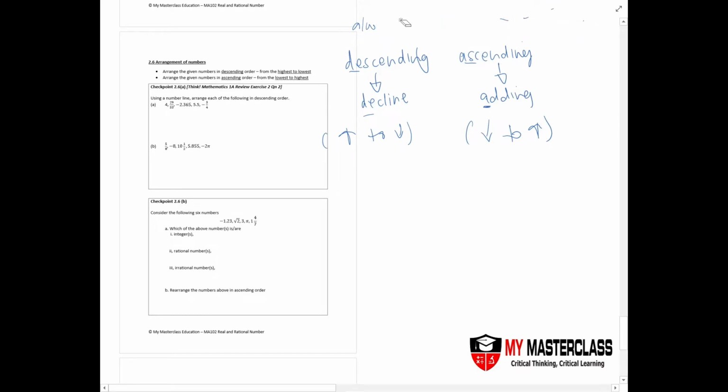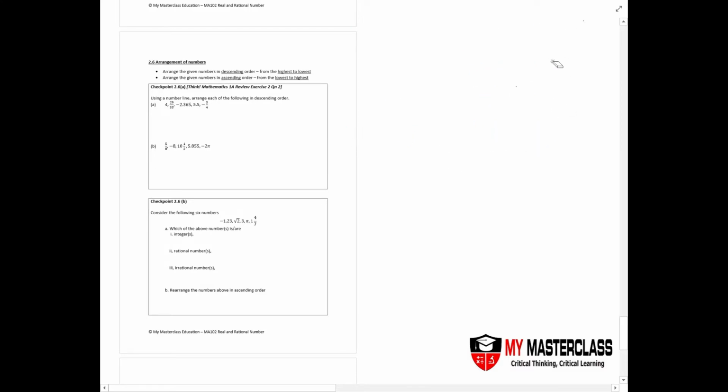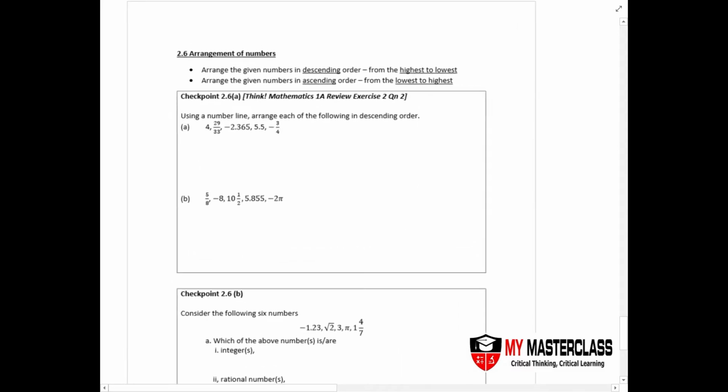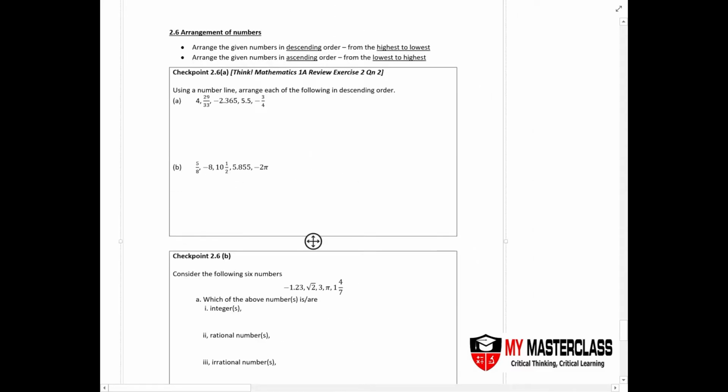So if I were you, what would I do? I will convert everything to decimal, so you make them common such that it's easier for you to see the difference. So I will have 4. I will have 29 over 33, which will give you 0.878787, and I have negative 2.365. Then I have 5.5, that's quite straightforward. And then I also have negative 3 over 4, which is negative 0.75. So if I'm looking at descending order, I'm looking from the highest number to the lowest number.